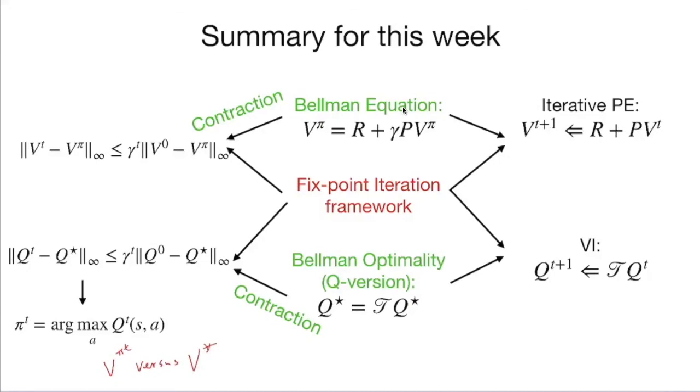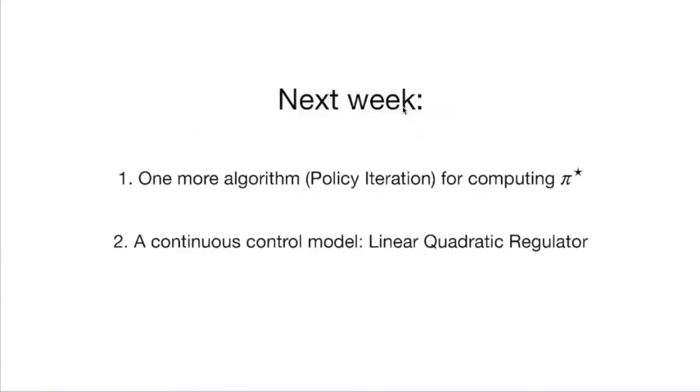All right, so that's basically what we did for this whole week. For next week, we're going to talk about one more algorithm for computing pi star. That algorithm, as I promised you, will actually output pi star. It will output an optimal policy with a finite number of iterations. And then we're going to switch to a different topic on continuous control. Next Thursday, we will introduce a new model called the linear quadratic regulator. So we're going to start talking about some basics of optimal control.